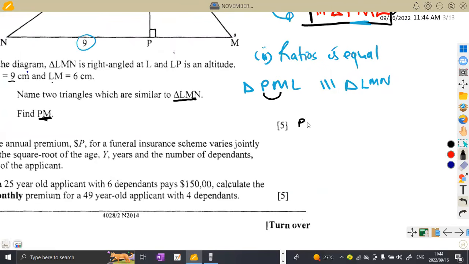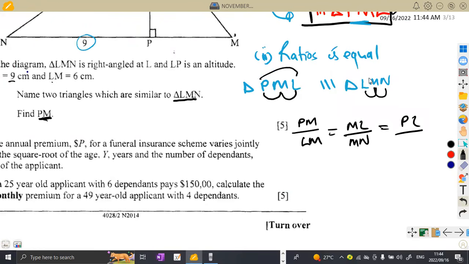Remember, it's PM over the corresponding side, which is LM, which is equal to ML over the corresponding side, which is MN, which is equal to PL over the corresponding side, which is LN. As we want to calculate PM, it's not going to change. So PM over the corresponding side, which is LM.